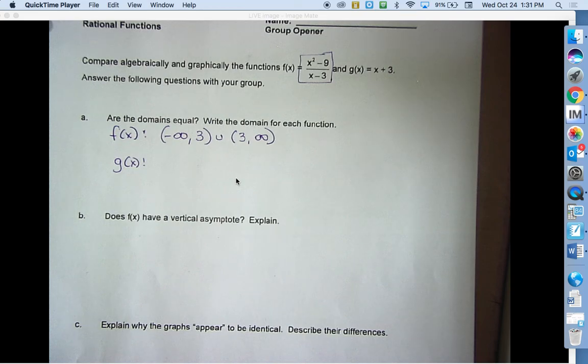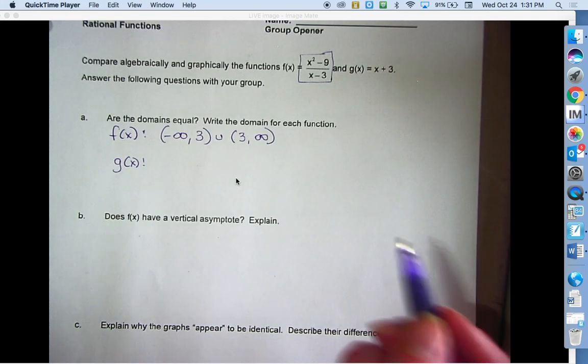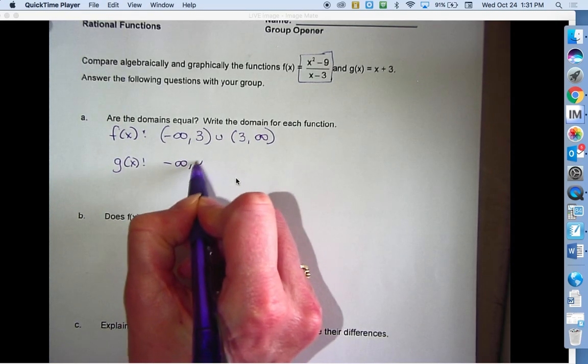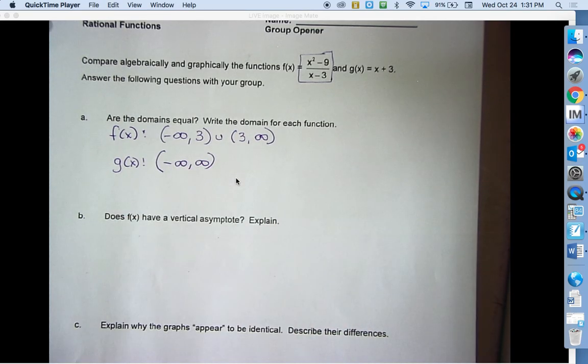We say it cannot be something is to put parentheses around it. So it goes from -3 up to 3. It skips over 3, starts right past 3 and goes to positive infinity. The g of x domain, Cade, what would the g of x domain be? All right, -infinity to positive infinity. So are these the same? No, they're not.